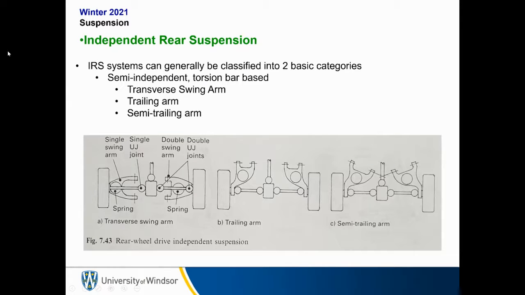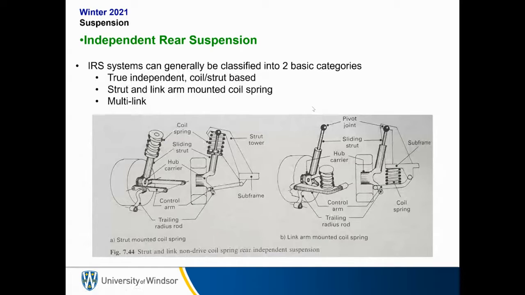What about rear suspensions? Well, independent rear suspensions can basically be classified into two global categories. The semi-independent torsion bar based. We can have a transverse swing arm, a trailing arm, and a semi-trailing arm. Again, here's some more details on them. I'm not concerned with everyone knowing the details.